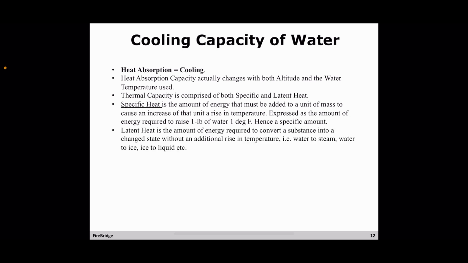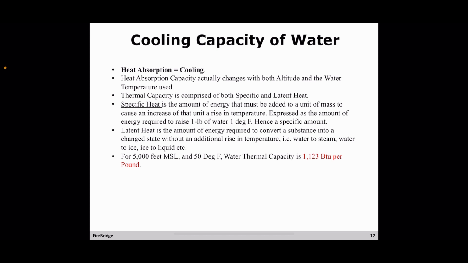Latent heat, on the other hand, is the amount of energy required to convert a substance into a changed state. In other words, we're going from a liquid and then we're going to turn it into steam. That's a changed state, or a phase change, okay? But when you do that, you can absorb an additional 970.3 BTU per pound without an increase in temperature.